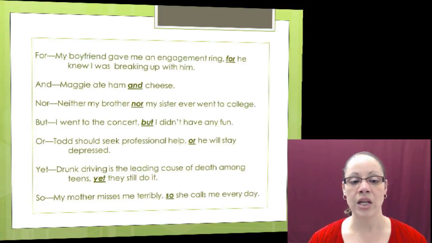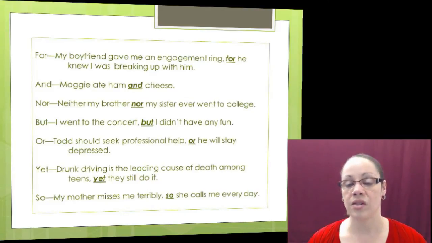Drunk driving is the leading cause of death among teens, yet they still do it. And my last conjunction, so. My mother misses me terribly, so she calls me every day. So again, you have examples of how each of these coordinating conjunctions is used in sentences.